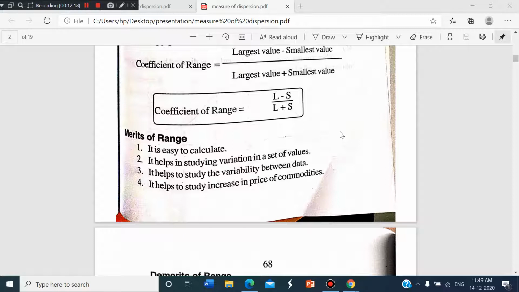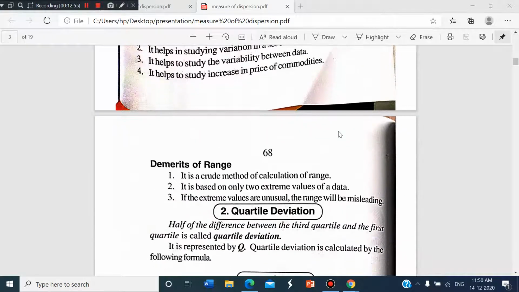What are the advantages of range? Undoubtedly, it is very easy to calculate. It also helps us in studying the variation in a set of values. And when you calculate the range for different data sets, you can measure the variability between the data. Especially, this is used to study the increase in price of commodities and so on.